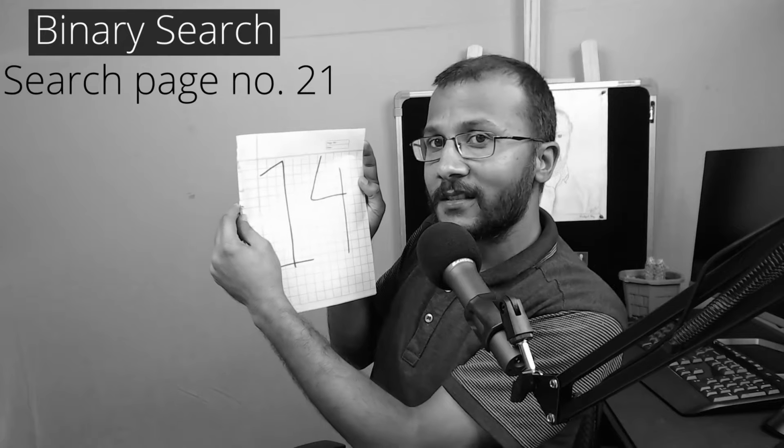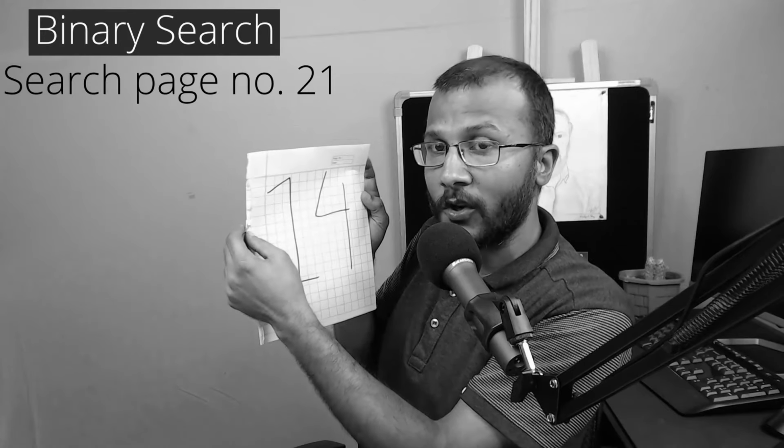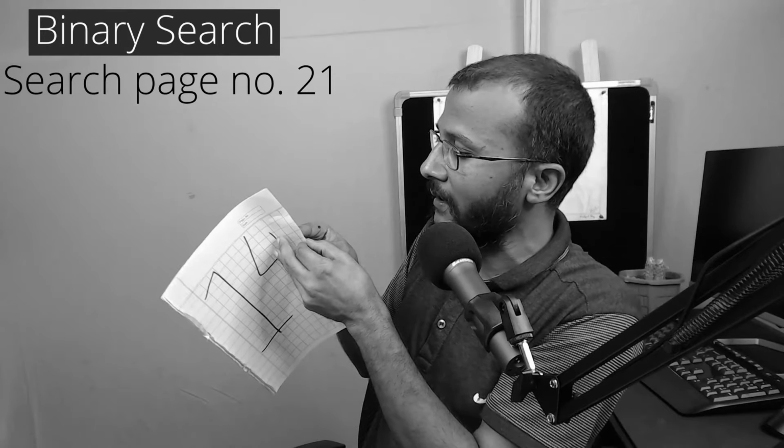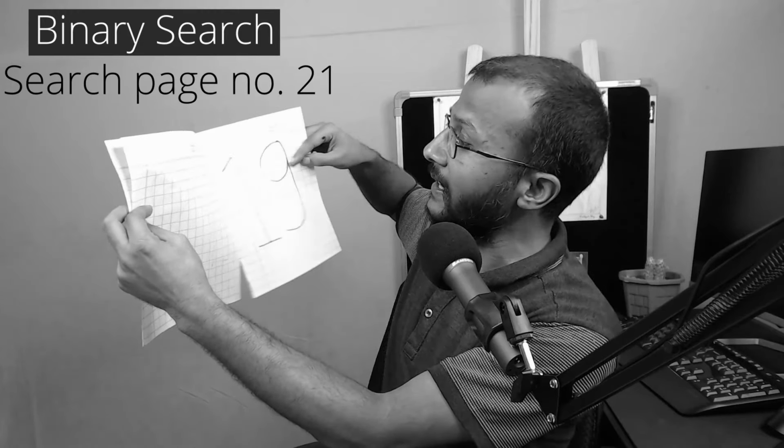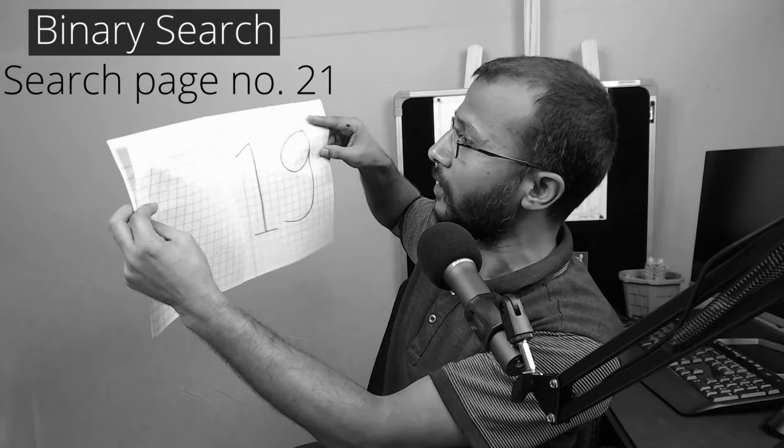So now I make a search for 21 in this particular chunk of the book. So I again flip it at the middle, right? I flip it at the middle, I reach page number 19. 21 is on the right hand side, so 21 must occur in this part.